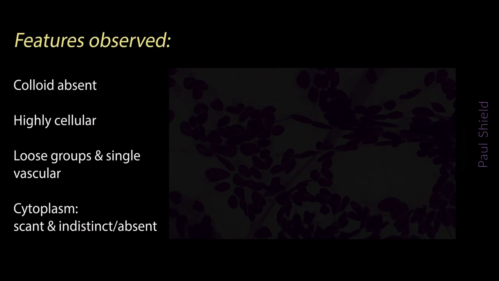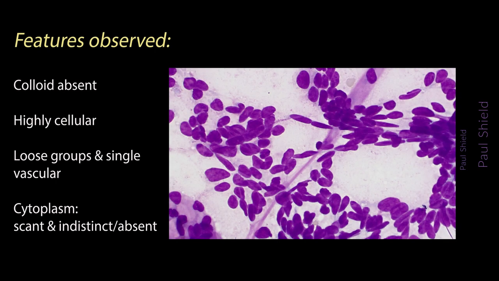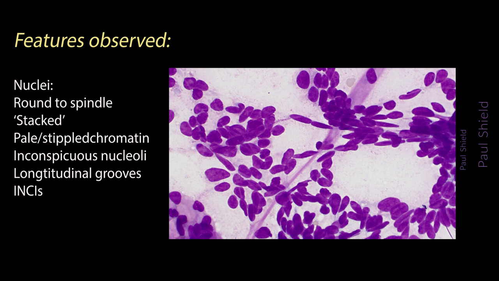So what's your diagnosis? The specimen was highly cellular. Really couldn't identify any colloid present, but there were numerous cells present that form kind of loose groups, as well as being single. Some of the groups were quite vascular as well, with vessels around them. Cytoplasm was really either absent or very scant and very indistinct.